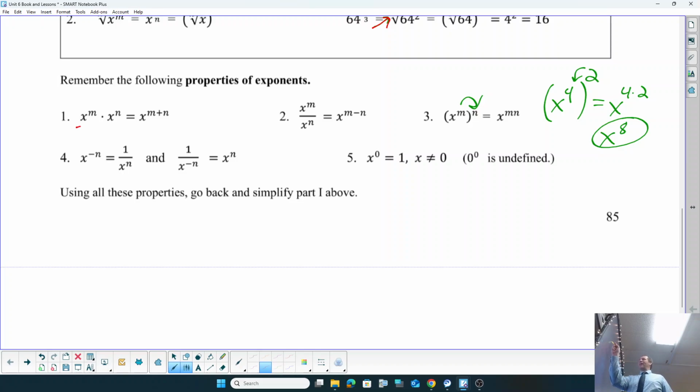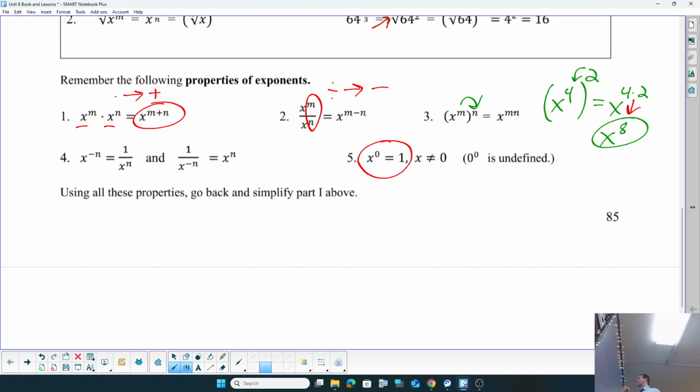If you have the same base, then you can add the powers. If you have the same base and you're doing a fraction, a division, then you subtract. So division leads to subtraction, and multiplication leads to addition. If you have an exponent to an exponent, then you multiply the powers. So x to the 4th all squared is the same as x to the 4 times 2, which is x to the 8. Just some properties that we learned.